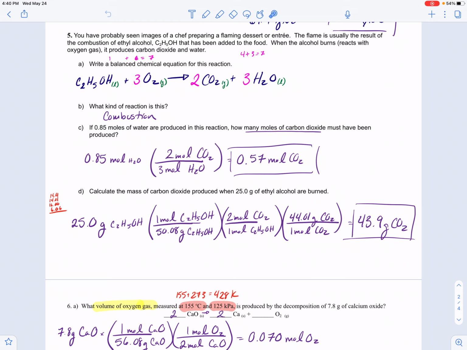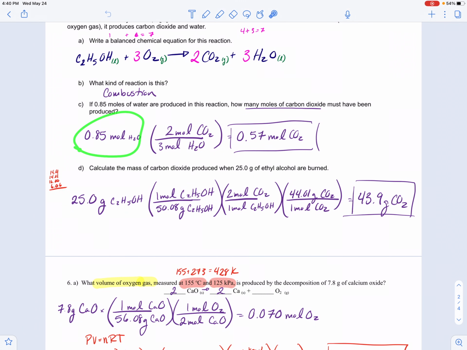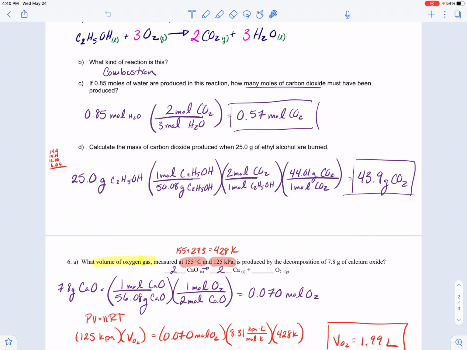So it's just a one-step stoichiometry problem. So I can look at my balanced chemical equation and see that for every 2 moles of CO2, I'm going to also make 3 moles of H2O. So if you make 0.85 moles of H2O, then for every 3 moles of H2O that you're making, you will also be making 2 moles of CO2. You multiply across and you should end up with 0.57 moles of CO2.